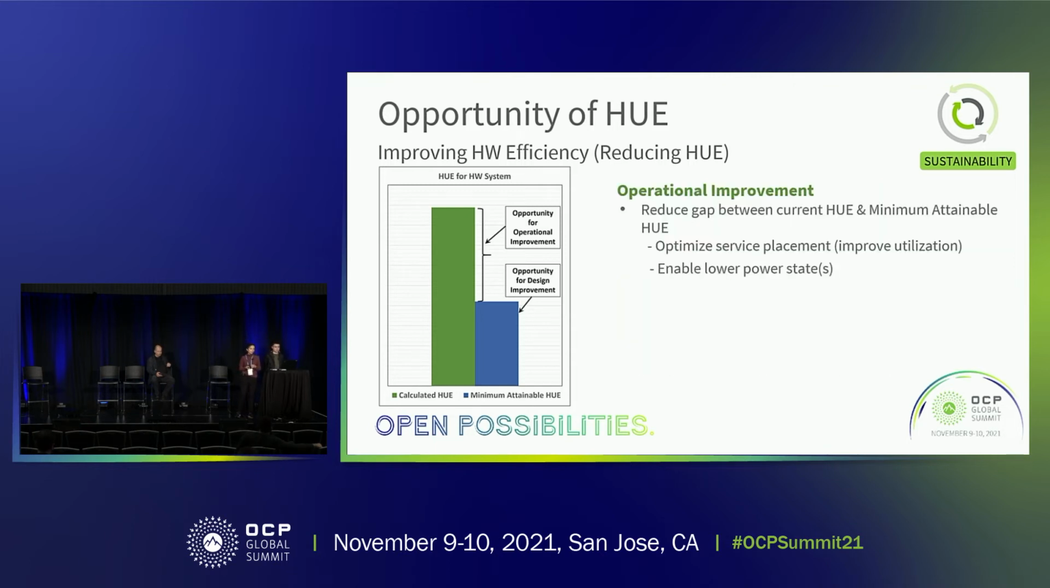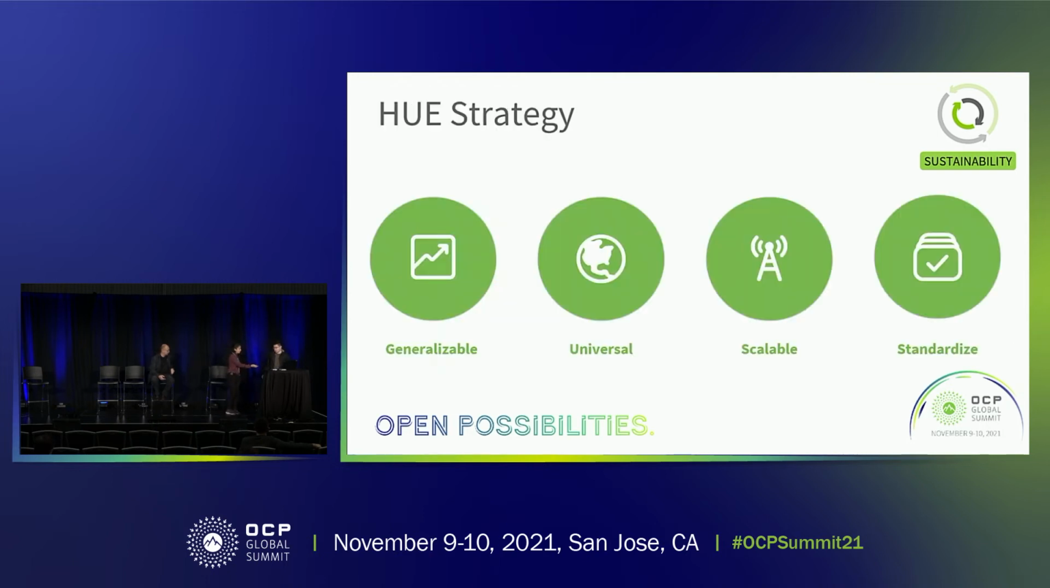The other way that we can improve our hardware efficiency is by operational improvements. Some examples of this could be improving our service placement, leading to improving our overall utilization for the servers. The other way is if we can enable lower power states for our servers, improving the hardware efficiency in operation. Next, I'll hand it over to Anthony to talk about HUE strategy.